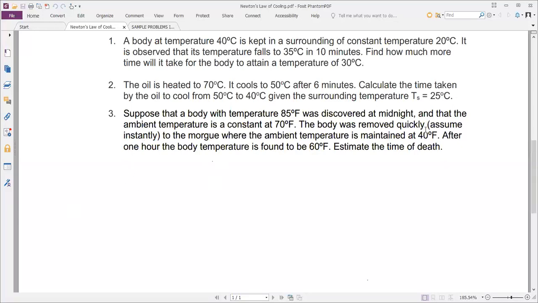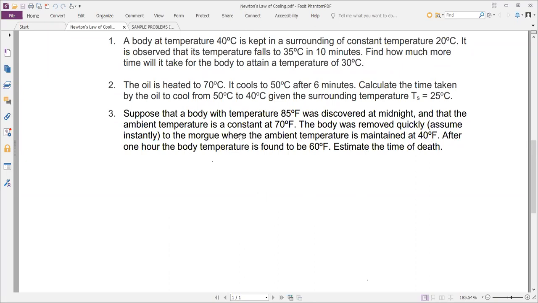And this is when you are doing, what you guess it, crime investigation. This is a very crude assumption. But just for the sake of illustrating the application of Newton's law of cooling in estimating the time of death of a person, we will assume, or the problem said that you will assume, that it's almost instant.